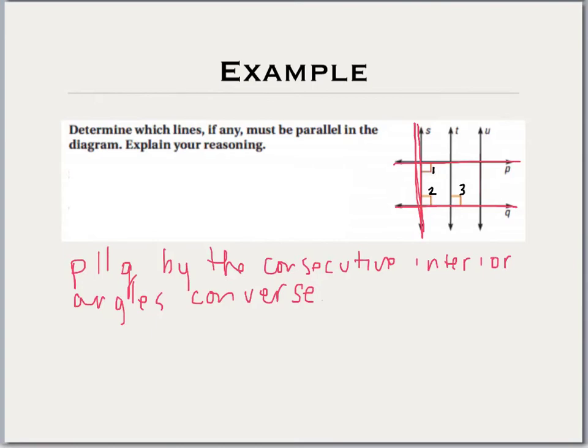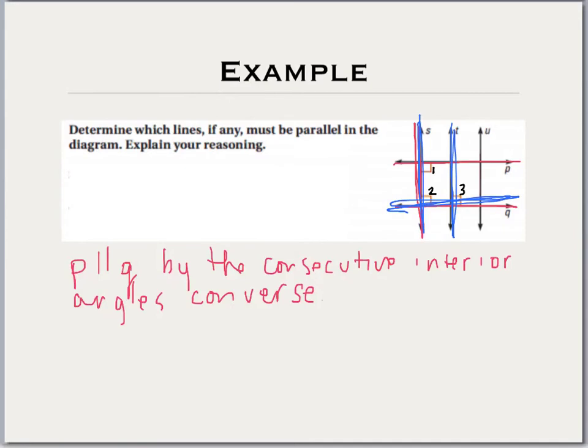Alright, let's go on to angles 2 and 3. Now we've got lines S and T being the lines that we're talking about, and now Q is going to be the transversal. So now we've got two angles on the same side of the transversal. One's inside, one's outside though. So those will be called, if you remember correctly, corresponding angles.